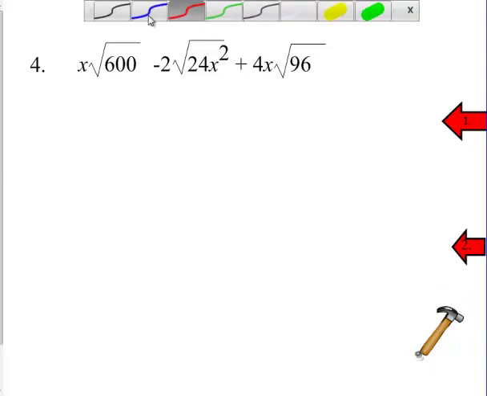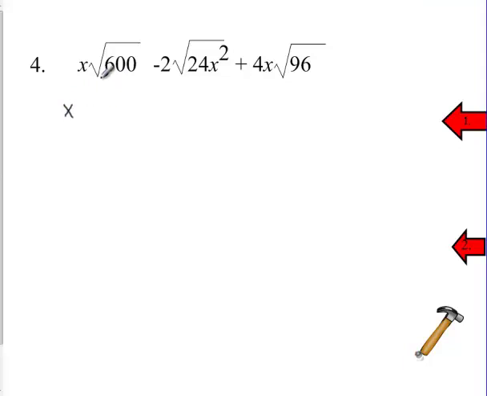All right. Let's take this. The x is outside, and a perfect square that goes into 600 would be 100. And then 6. Wow, I got a lot of breaking down to do in this one. The 24 can be broken down into 4 and 6. And notice I always put the perfect square first. It makes it easier. And then this x squared.